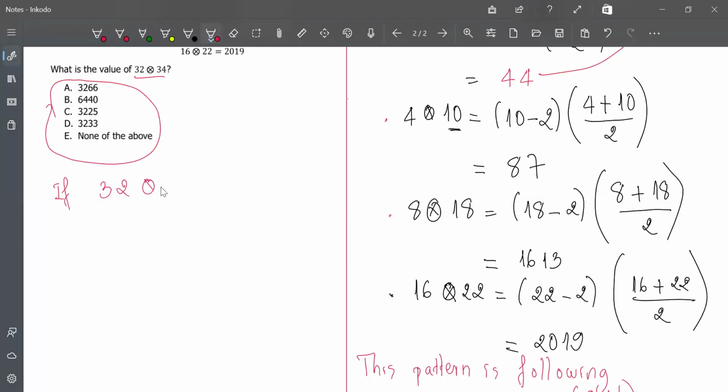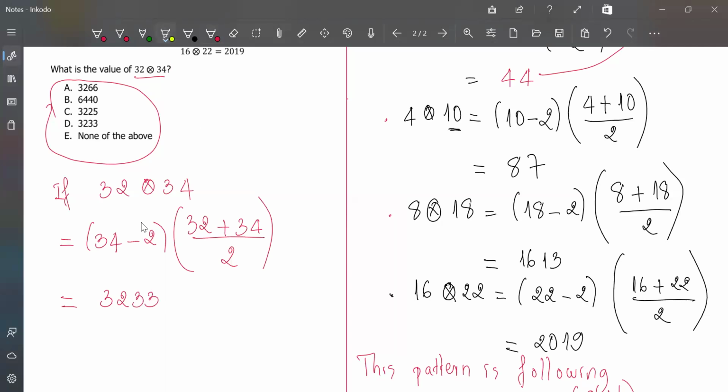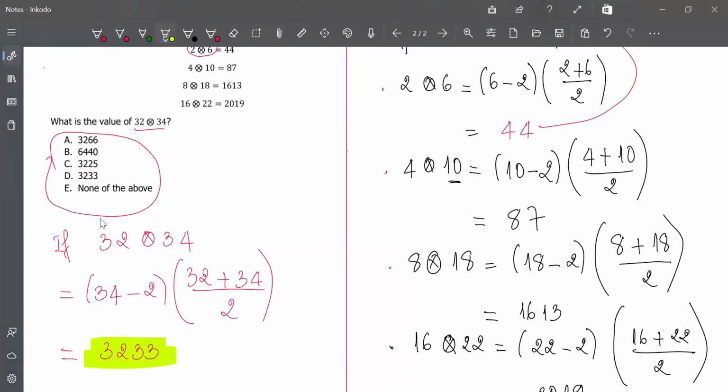So the answer is 32 tensor 34, equal to 34 minus 2 and 32 plus 34 over 2. So the last answer is 32, 33. So the right answer of this multiple choice is number D.